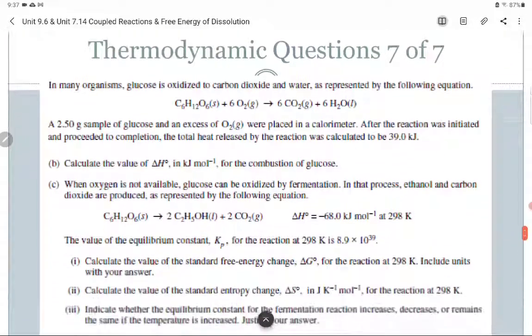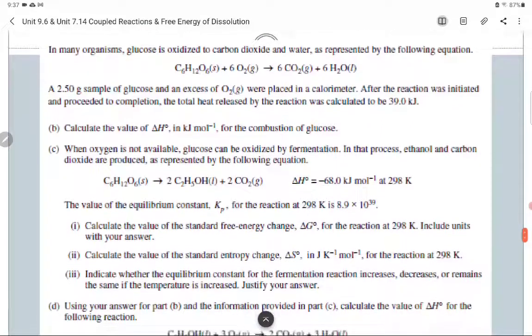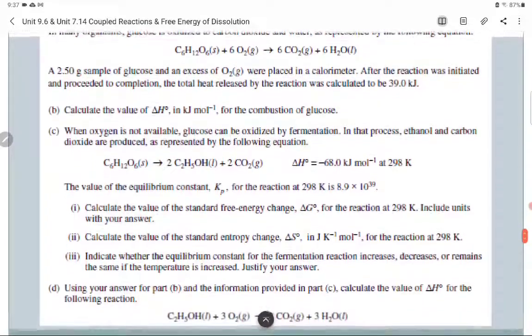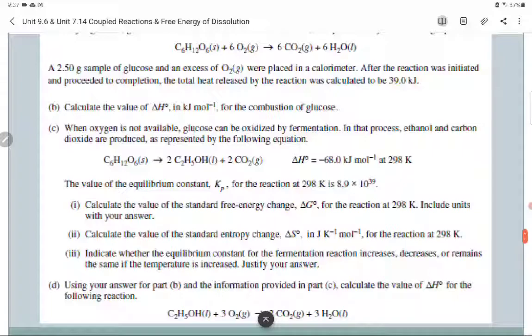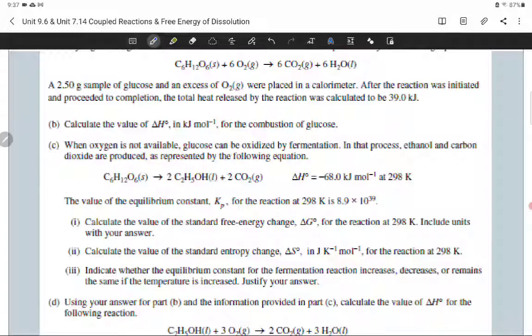I think this is our last question here. Okay, so it looks like this is cellular respiration, but this is in a calorimeter, so I don't know if we can really call this cellular respiration anymore. Calculate delta H.